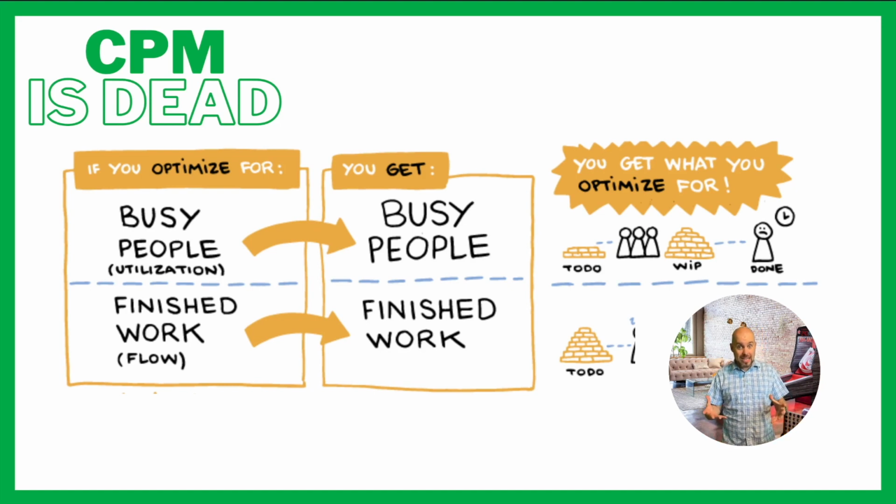So if we're optimizing for people to stay busy, if we're optimizing for movement, we'll get movement. We'll get more work in process. But if we want to get things done, we will optimize for flow. We will optimize to decrease our work in process. We'll optimize to make things easy on the workers. We'll optimize to make it so it's a pleasant work environment. This is what you get when you optimize for flow.